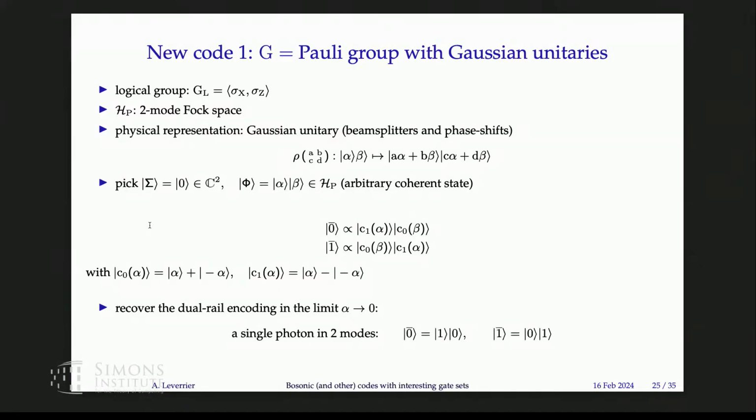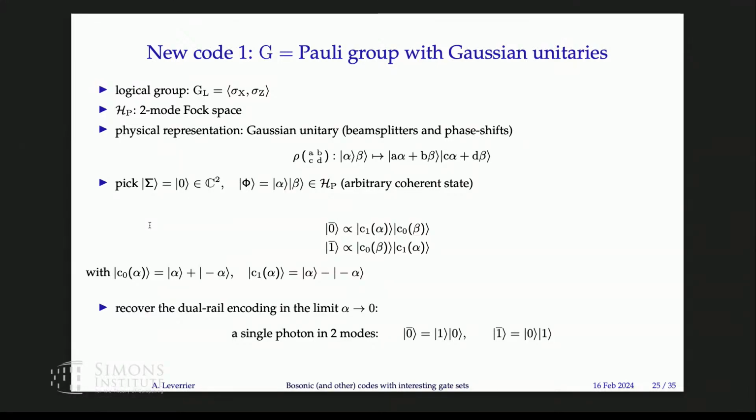So for instance, codes in two modes. What you can do, for instance, is pick your logical group to be just the Pauli group, sigma x, sigma z, your Hilbert space to be the two-mode Fock space. And then you use the same Gaussian unitary representation as I explained before, where the representation of this SU2 unitary is just given by this map. It maps coherent state alpha beta to something. These are operations that you can do with beam splitters and phase shifts.